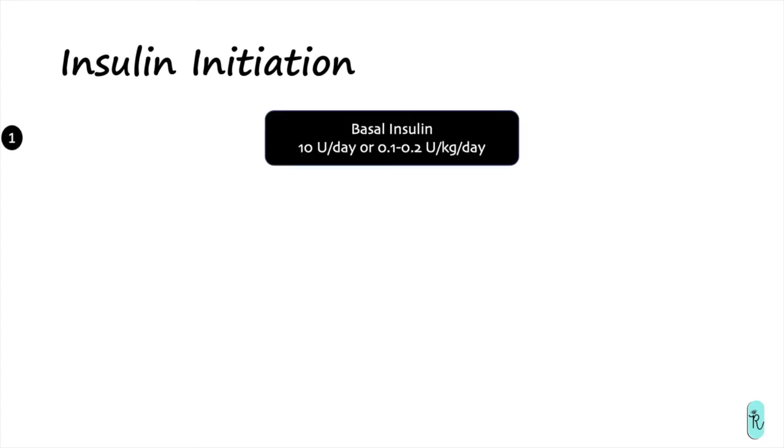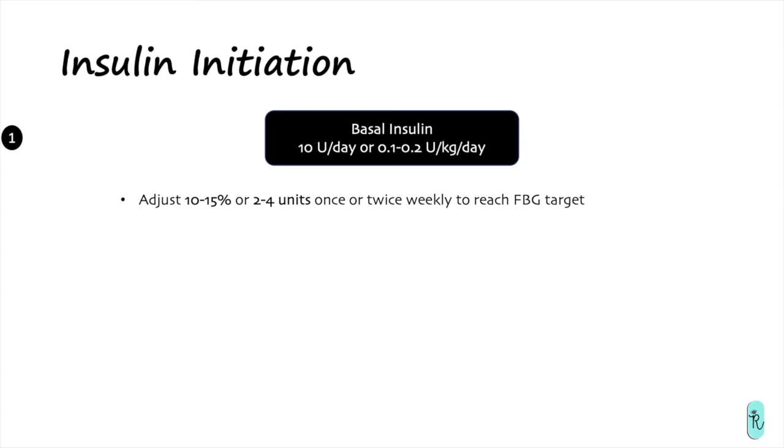Insulin is a heavy topic. I will provide a very brief introduction in this video. In a patient requiring insulin therapy, we always want to fix the patient's fasting or basal glucose levels first. So, we initiate a basal insulin dose of 10 units per day, or 0.1 to 0.2 units per kilogram per day.